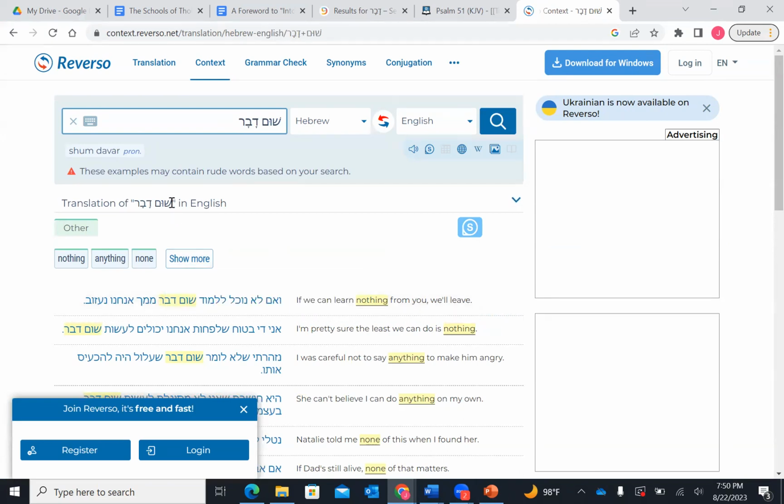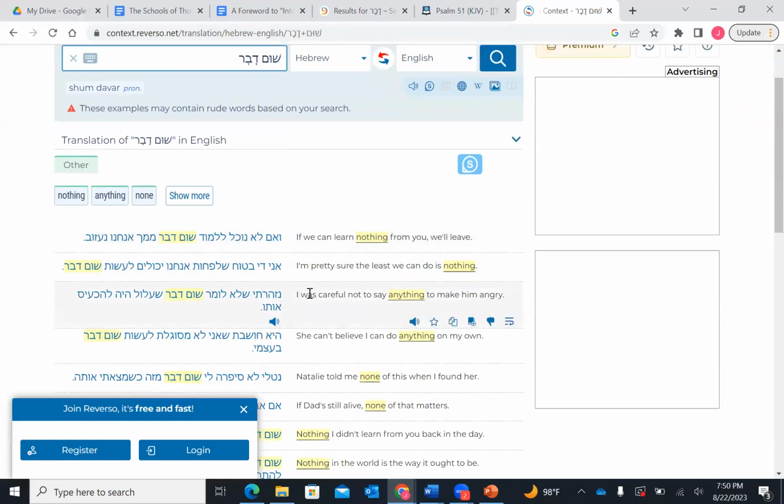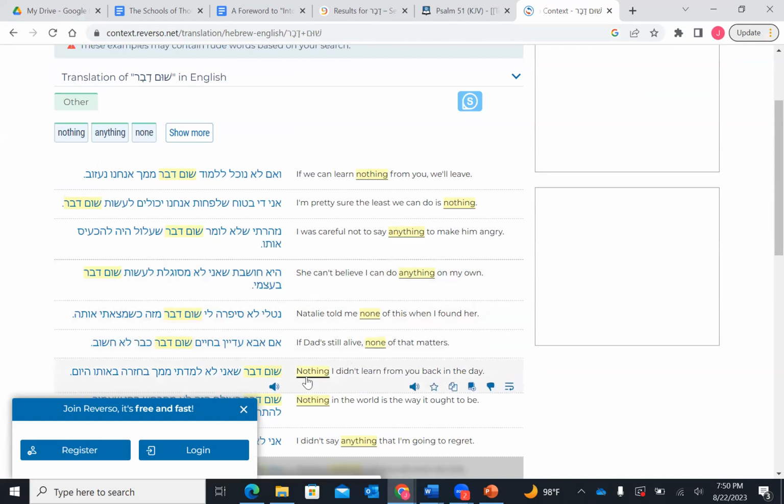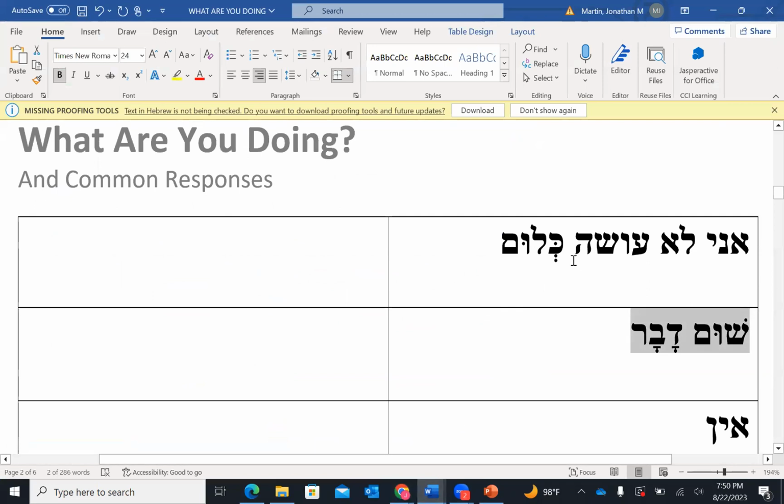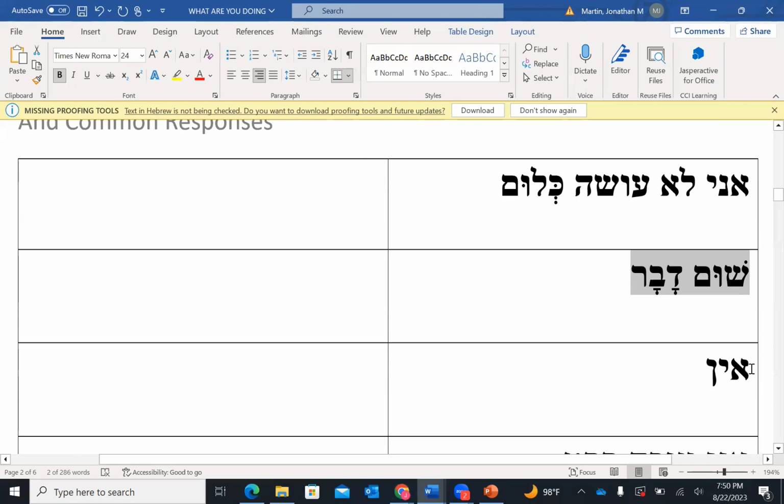So this is here. Shum davar, which means nothing, right? I am doing nothing, or I'm not doing anything. It can be nothing or anything. So just remember that, if you can, that there's two ways of saying it, right? Lo osa klum or shum davar, right? I'm not doing it. And shum davar is more like a statement all in itself. You don't have to say lo osa. You can just say shum davar, right? Hold on. Then we have what does this here say?